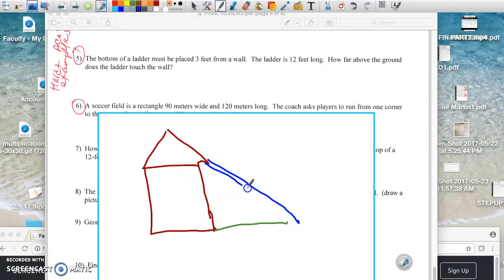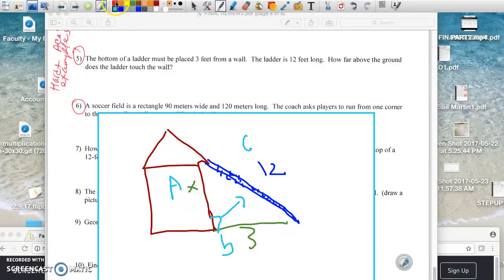Okay. So let's pretend that this is my ladder. I'm sure you guys remember this in class. That's going to be 12. It is 3 feet away from this wall. How far above the ground does the ladder touch the wall? So here is your X. As you can tell, your right angle is right here. So this is your hypotenuse, so this one is going to be C. This could be A. This could be B.